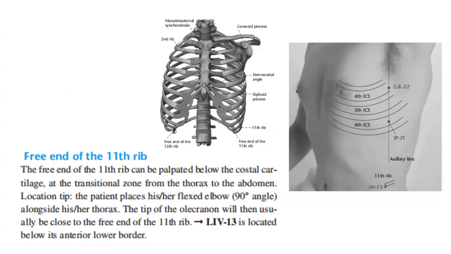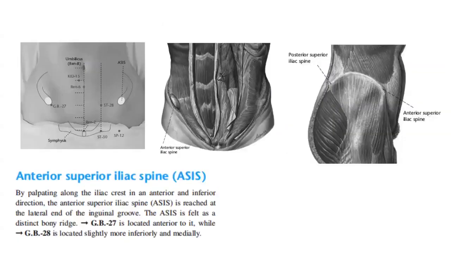The free end of the 11th rib can be palpated below the costal cartilage at the transitional zone from the thorax to the abdomen. Location tip: the patient places his flexed elbow at a 90-degree angle alongside his thorax. The tip of the olecranon will then usually be close to the free end of the 11th rib. Liver 13 is located below its anterior lower border.